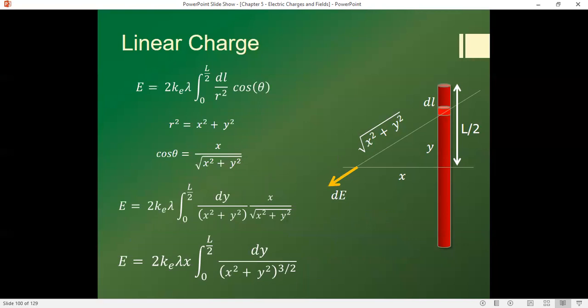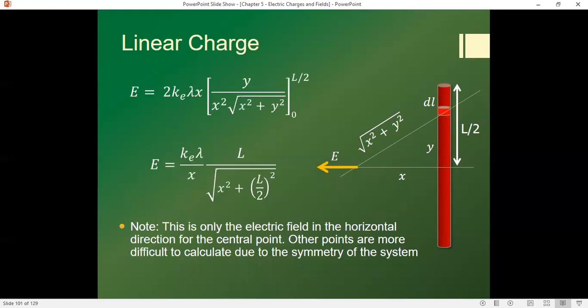Even though we took cosine theta, I think that gets a little bit confusing. And that's why we had dy here, because this little section dl is dy long in the y direction. So that's where that came from.